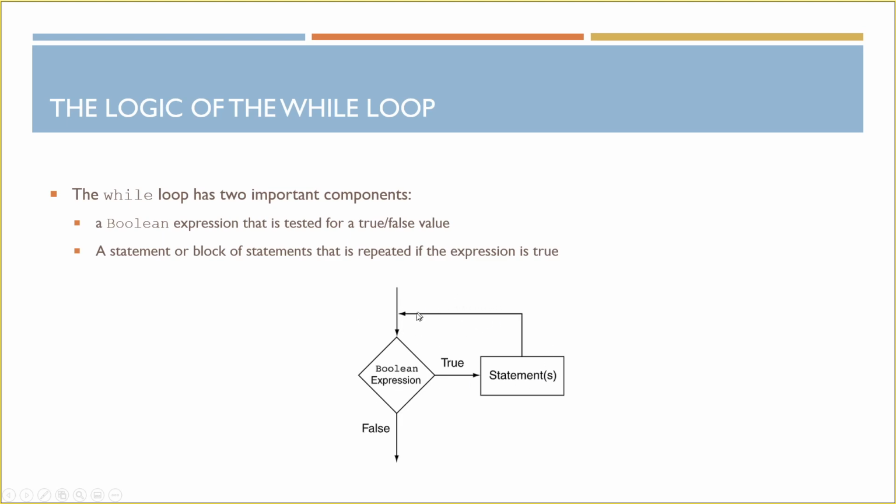This portion right here is our while loop, right? So our program is running along. It's going to reach a Boolean expression. So while this expression is true, we're going to keep executing these statements, right? Over and over and over again. And then eventually, if this expression ever becomes false, we'll move on in our program.